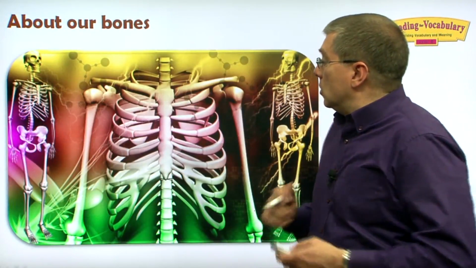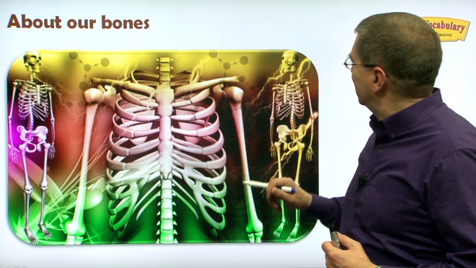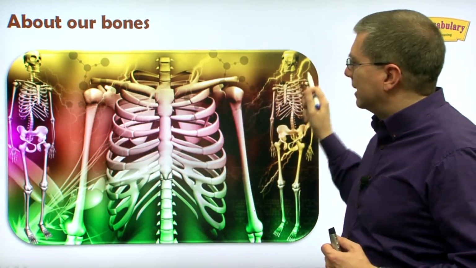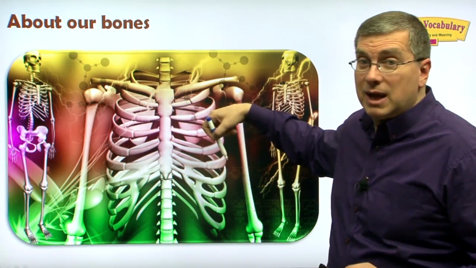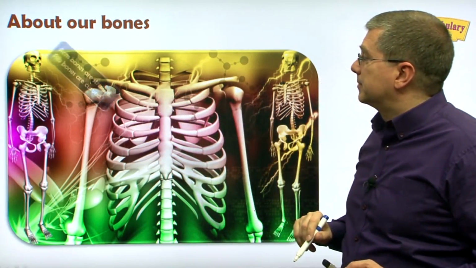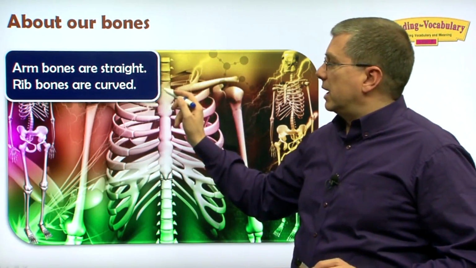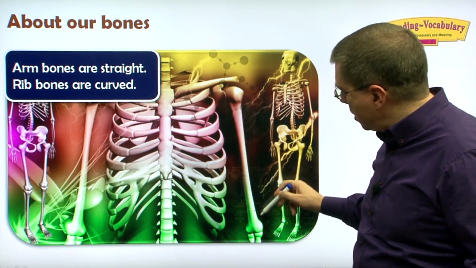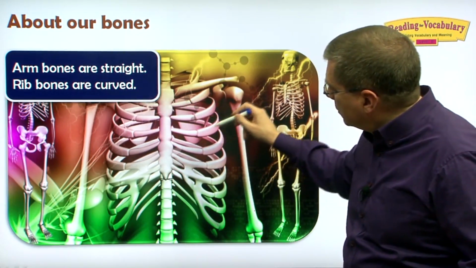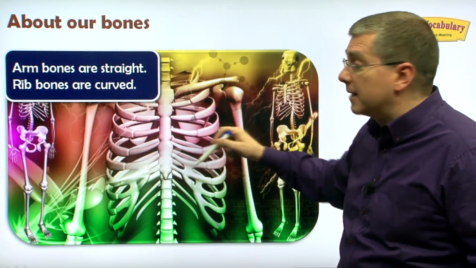Okay, so let's review. Ooh, very interesting picture, right? We've got a couple of skeletons. I don't know what's going on here. Lightning, electricity. Okay, but here we have the rib cage, and we can see the rib cage here. Let's review the bones. Arm bones are straight. Rib bones are curved, and we can see that. Here's an arm bone. It's long and straight. The rib bones are curved, as we can see here. They kind of form a circle, don't they?